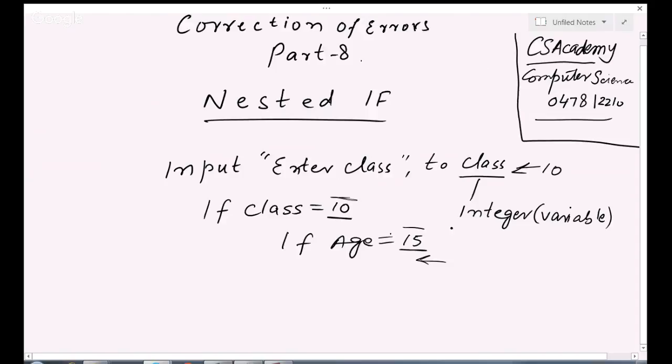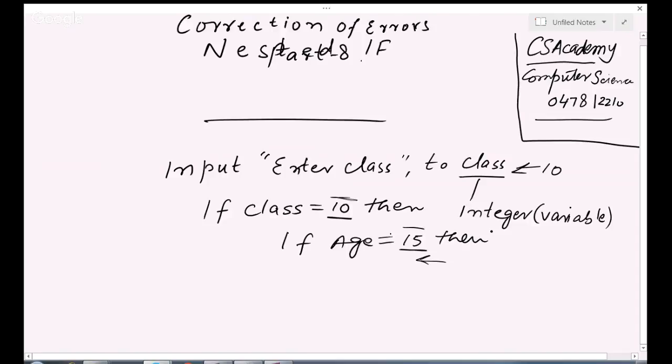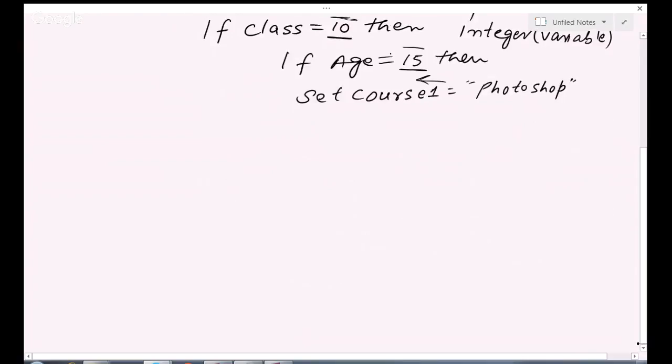So now keep focusing on this. If age equals to 15, then if class equals to 10, then if age equals to 15, then what? Then if you are going to assign something, you will use, let's suppose, set course 1 equals to Photoshop, and set course 2 equals to programming.